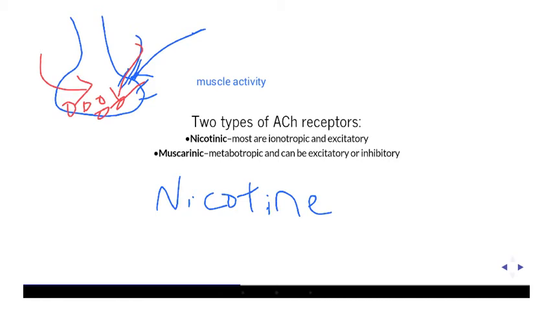Many nicotinic receptors are found on dopamine neurons. This is part of the reason why nicotine is so addictive, because dopamine is a highly addictive neurotransmitter. Muscarinic receptors, again, are in many cases metabotropic, and they can be excitatory or inhibitory depending on what they do.